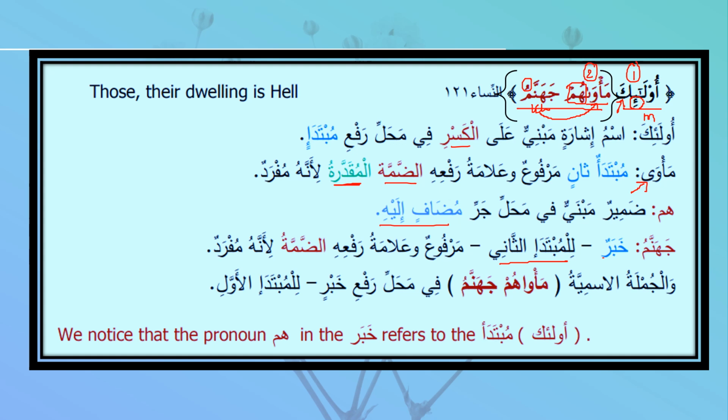And now we do the i'rab for the jumla ismiya. Ma wahum Jahannam fi mahall raf khabar lil mubtada awwal. It is the khabar for the first mubtada, that is ulaika. The whole jumla ismiya is coming as a khabar for ulaika. Now, there is a single dhamma over the meem. So I have explained why there is a single dhamma over the meem.